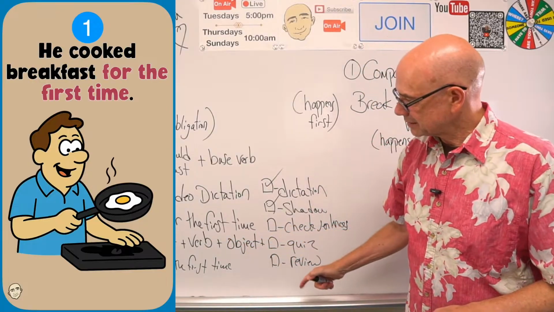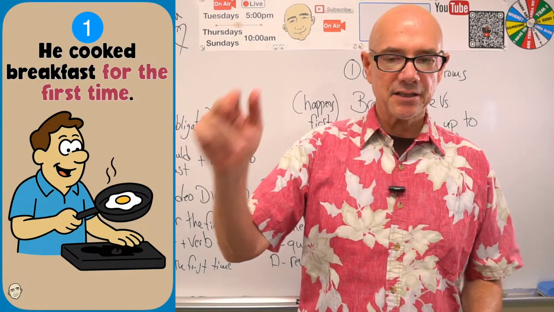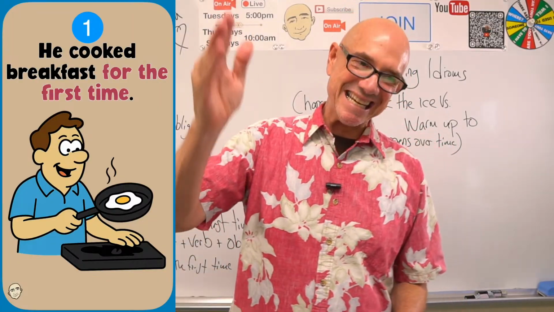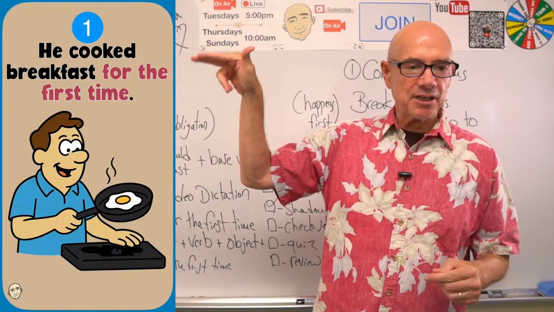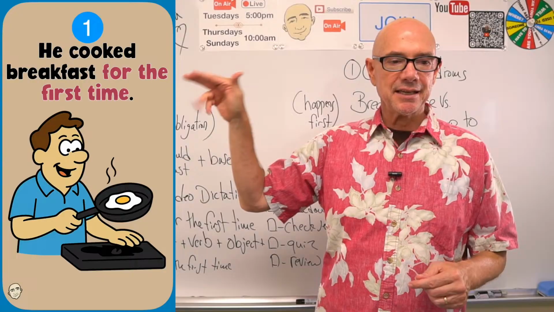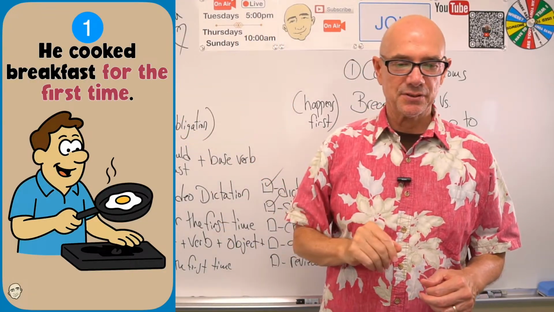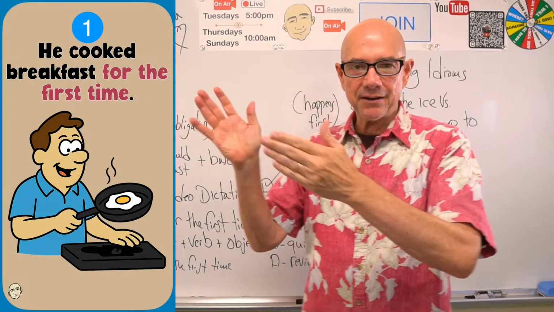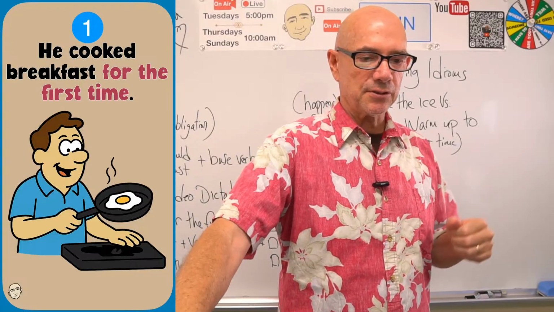So subject. At the beginning I showed you, right? So subject, he, she. So he, okay, so this is the pattern. He, right, that's a subject. Cooked, that's our verb. And then the object, the thing, is breakfast, right? A meal. And then for the first time. So that's our pattern. We want to follow that pattern. Follow the pattern and you won't make a mistake. Okay, number 2.